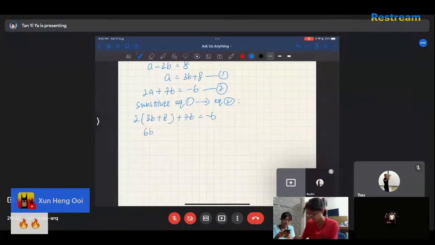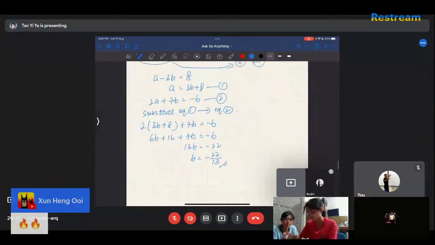So just expand it. So just plus 6 plus. So we have found the value of b, which is -22 over 13. When we have found the value of b, we may substitute the value of b equals -22 over 13 into equation 1.